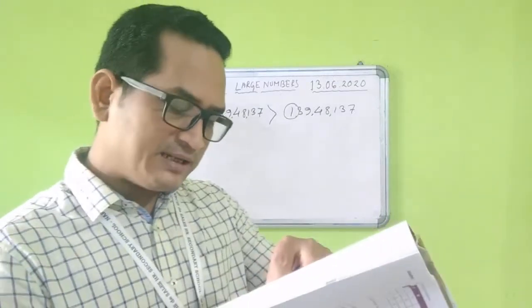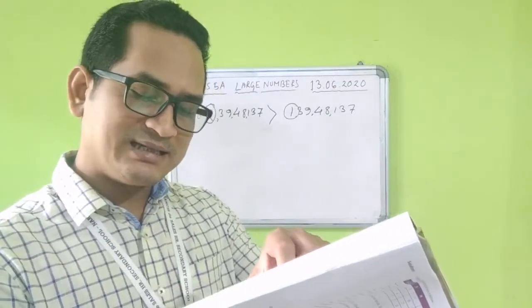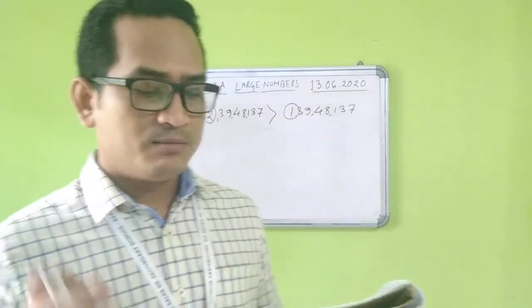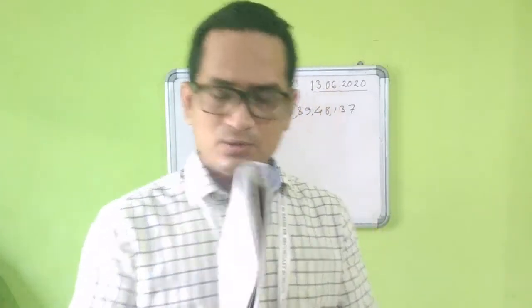Now on page number 41, students, let us come to the example: arrange the given numbers in ascending and descending order. There are 5 numbers given, and we need to arrange them, ascending meaning smaller to larger, and then descending also. They have shown you according to the place value chart.